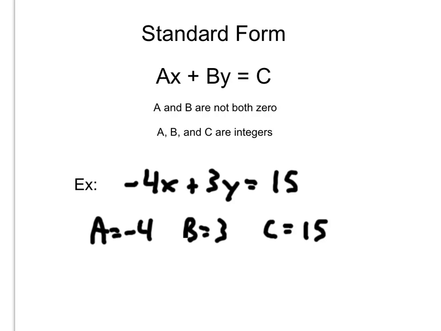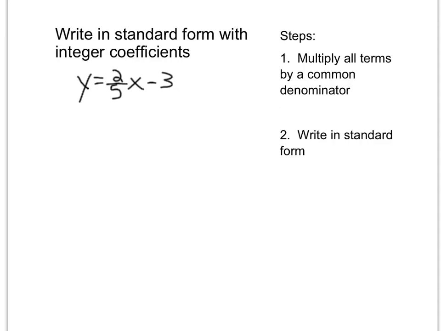And the reason why a and b are not both 0 is because if we had 0 x's and 0 y's, then we would have 0 equals to whatever this number is, and that's impossible. So all three of these, a, b, and c, need to be integers. No fractions, no decimals, just positive and negative numbers. But this is what standard form looks like. And we'll talk about why it's a good thing. So let's go ahead and go on to an example.